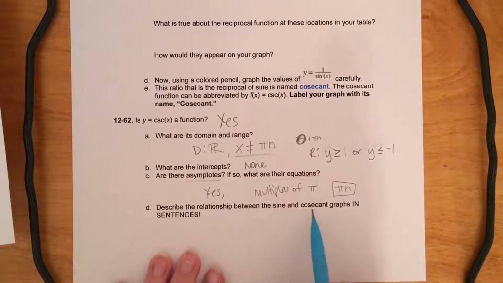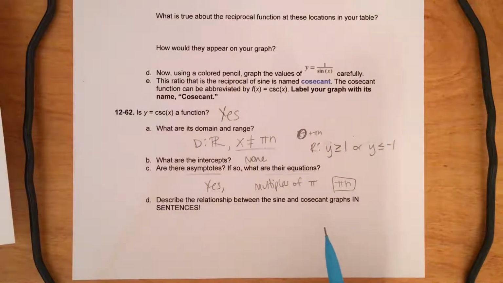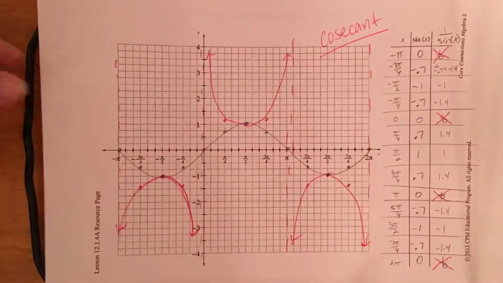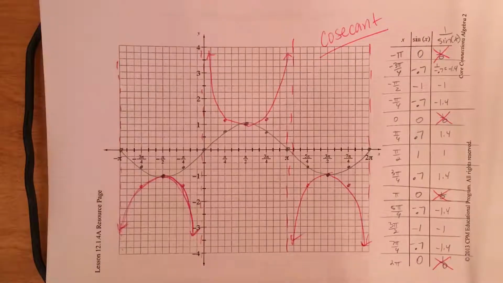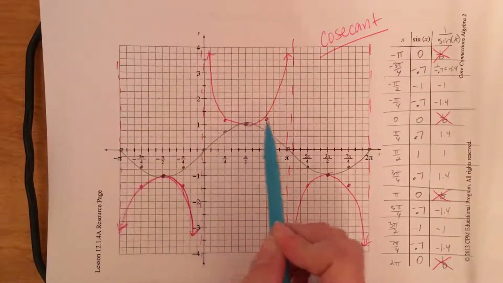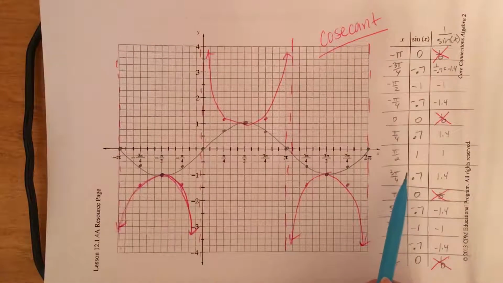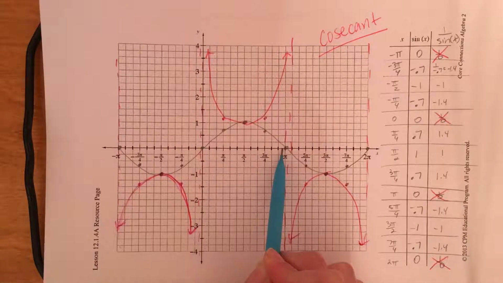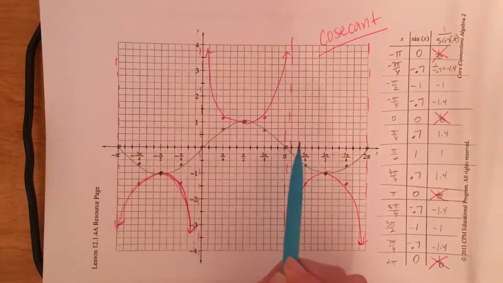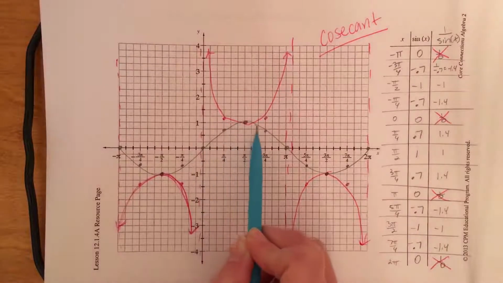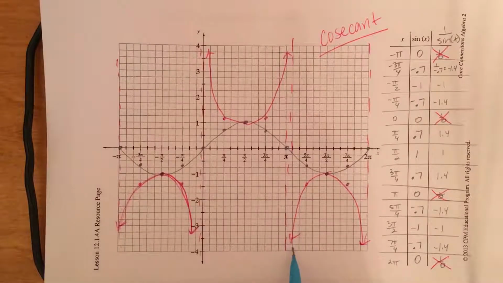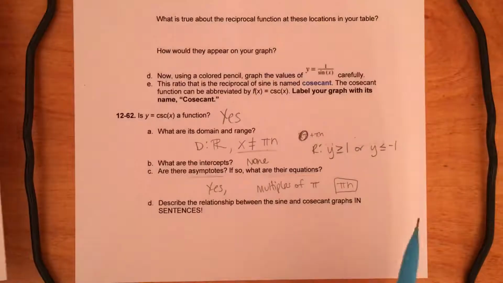Describe the relationship between the sine and cosecant graphs in sentences. Oh boy. So let's look at these here. We're describing what they are doing. So let's talk about the sine graph. So that was this one in pencil. It's kind of light here. So as sine gets closer to 0, the height is closer to 0, what happens to the cosecant function there? Let's think about that. So when I'm close to 0 in sine, my cosecant numbers get either really big or really big in the negative direction, right? So we have that going on.